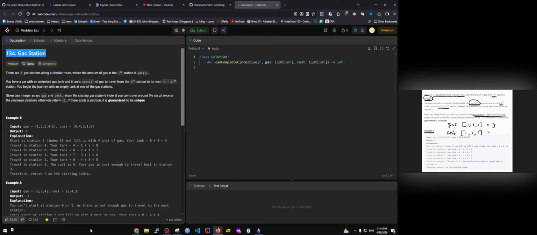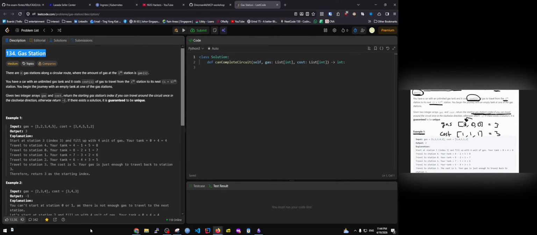Something more realistic could be something like, maybe these two are actually 0, and this one is 3. So this would be the solution in that case, right? If we start here, then we're able to make a loop.